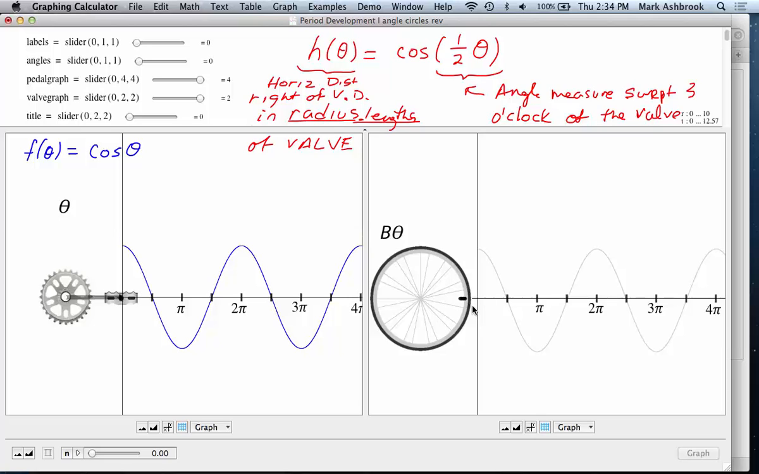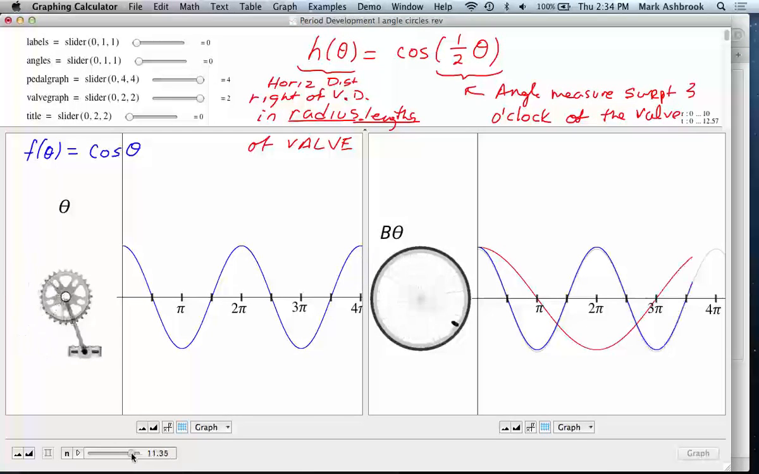So therefore, what is the period of the tire? Two times two pi. It's going to take twice as much rotating of that pedal, so two times around, to get one time around for the tire valve, right? So by multiplying by a number less than one in the argument, what does that do to the period? Make it shorter or longer?